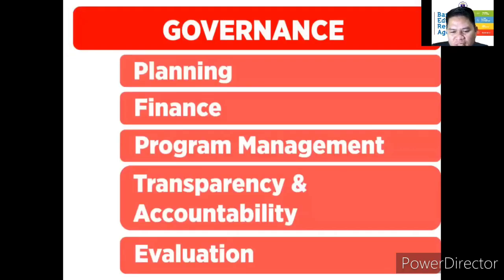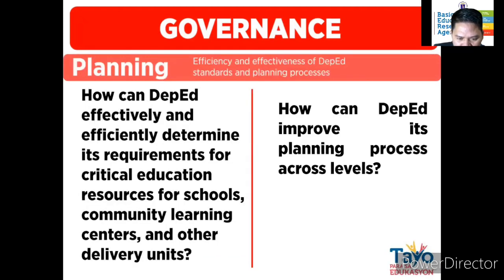Let's now proceed to governance. For governance, especially if you are the school head or the principal or some administrator, you can have an action research about governance. For planning, you can choose planning, finance, program management, transparency and accountability, or evaluation. For planning, efficiency and effectiveness of DepEd standards and planning processes.